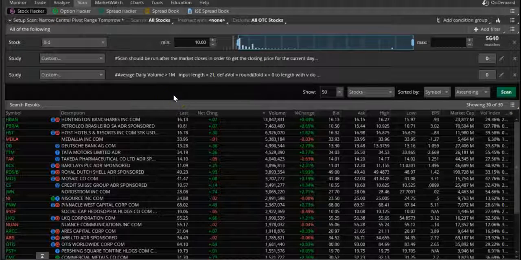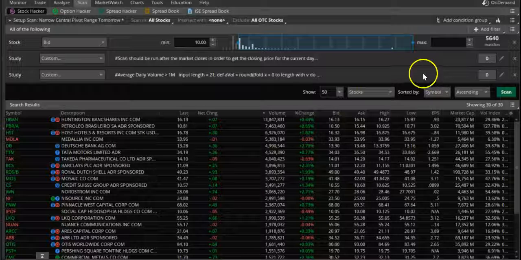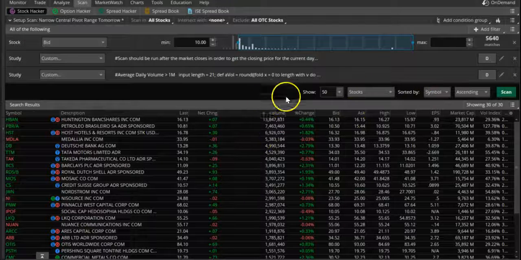So in this video we are going to look at a scan for a narrow CPR for tomorrow. This will identify all the stocks in the US market which are going to have a narrow CPR for the coming trading days. This is a 1 day, so you have to trade in a 5 minute or 15 minute time frame. The scan is given in the description. You can just take the scan, and then you can upload it in Thinkorswim.